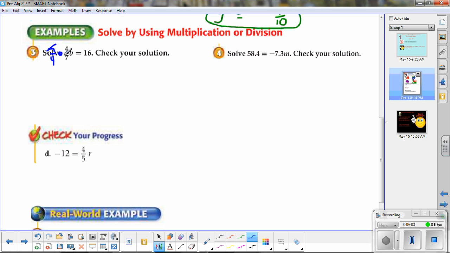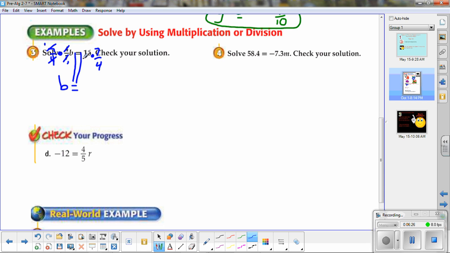The reason for that is these 7's will cancel and become 1. The 4's will cancel and become 1. So you will end up with just b on this side. I got a little ahead of myself. I forgot my train tracks. And if I multiply this side by 7/4, I have to multiply the other side by 7/4.